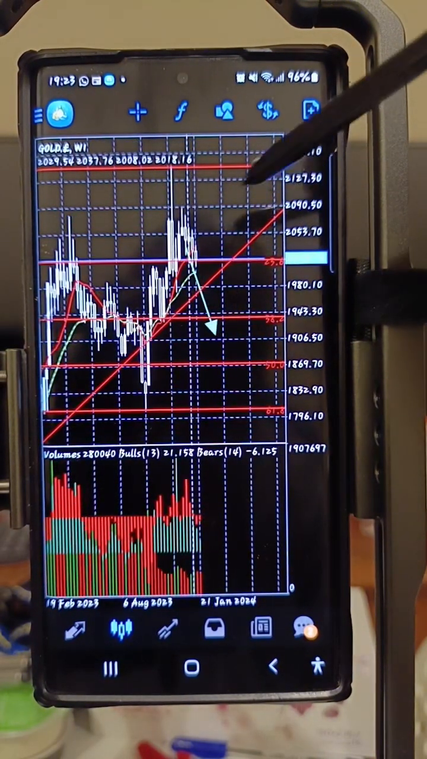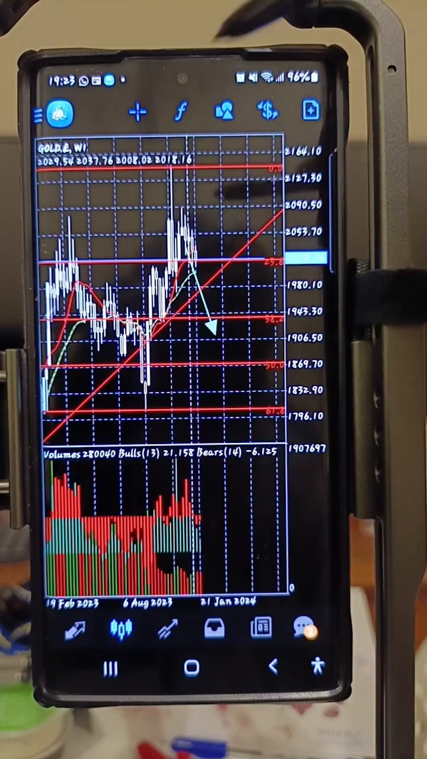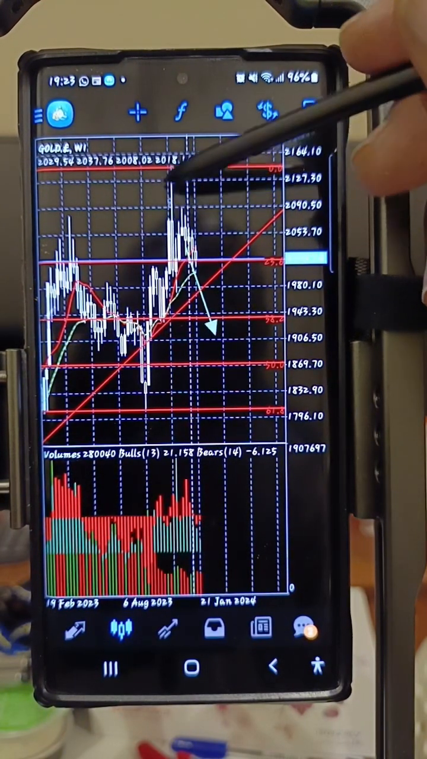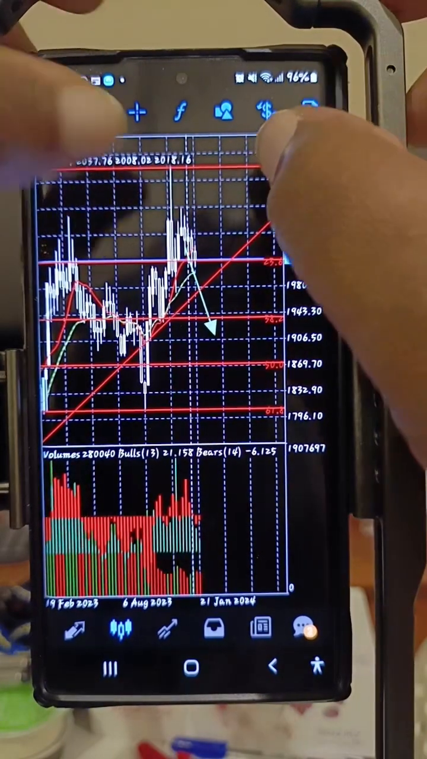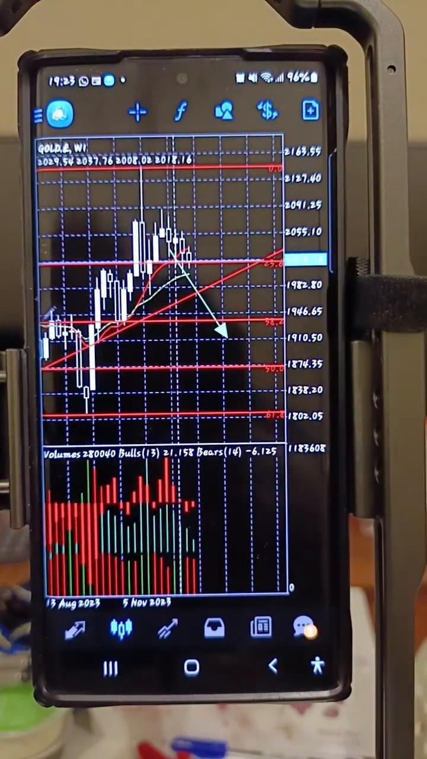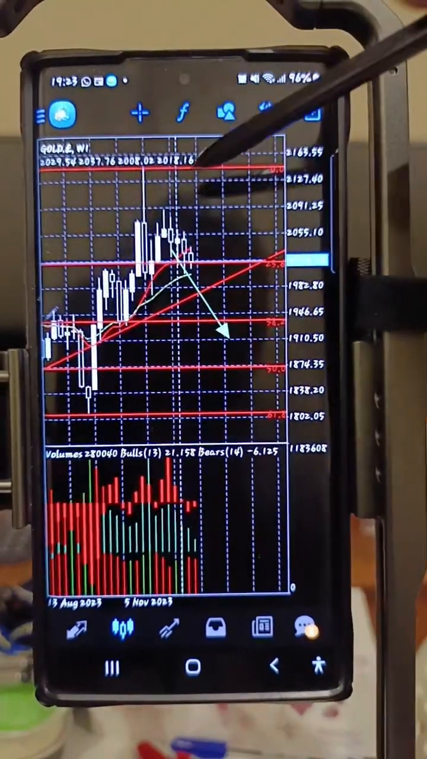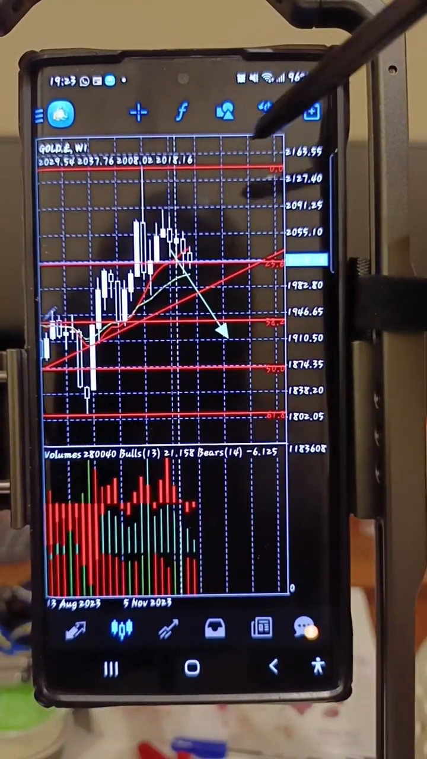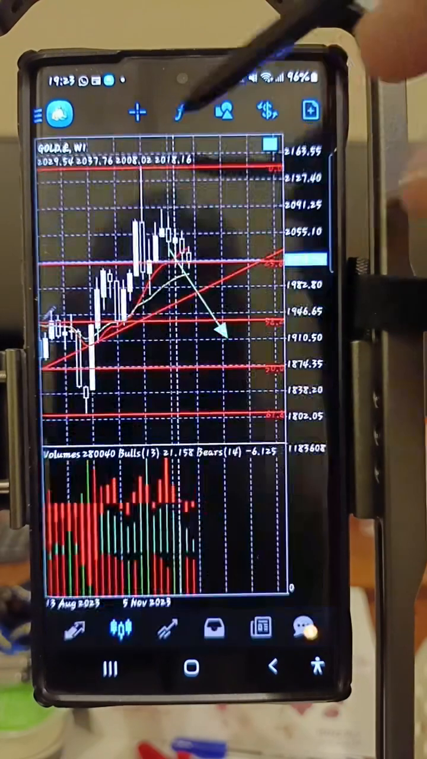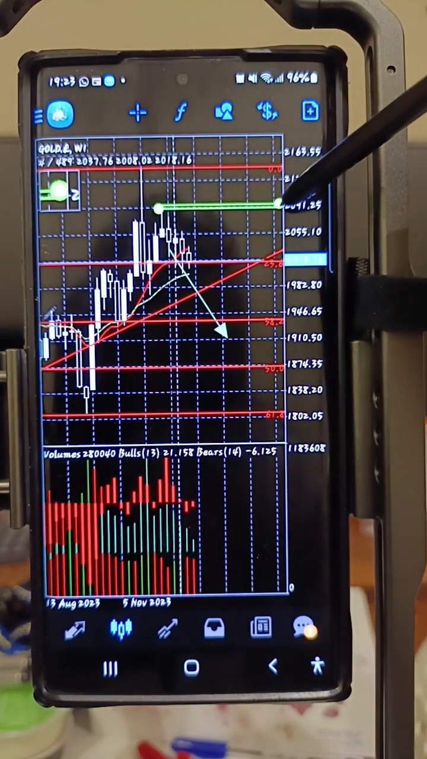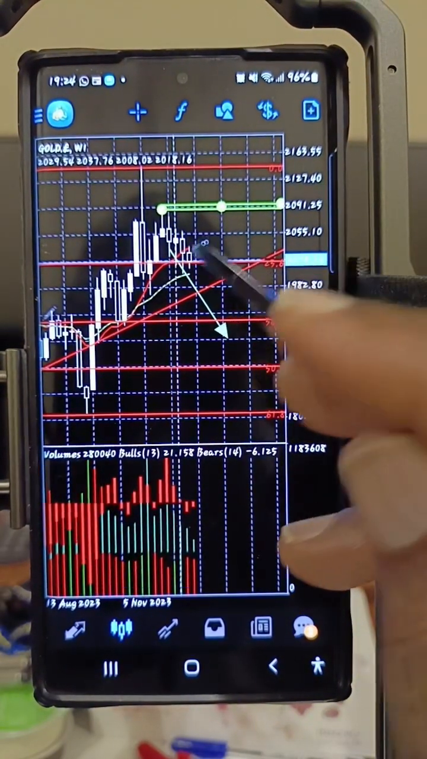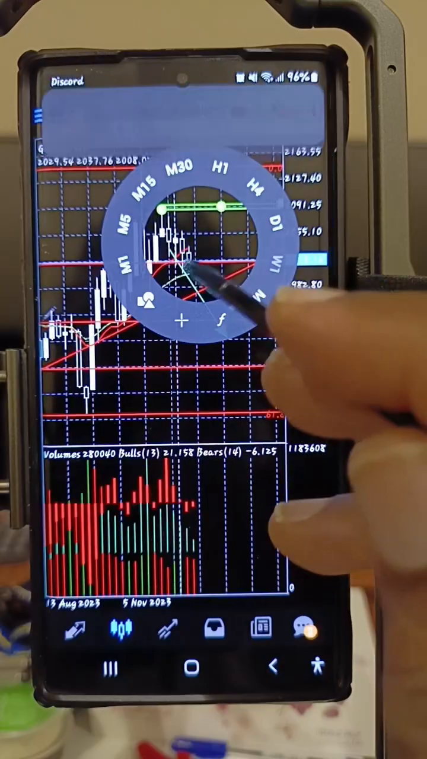Go to the weekly. Okay, and I can see that this is a wick here at the weekly, right? So that's a long wick, and the highest point it has gone so far is here. So the weekly is showing down.